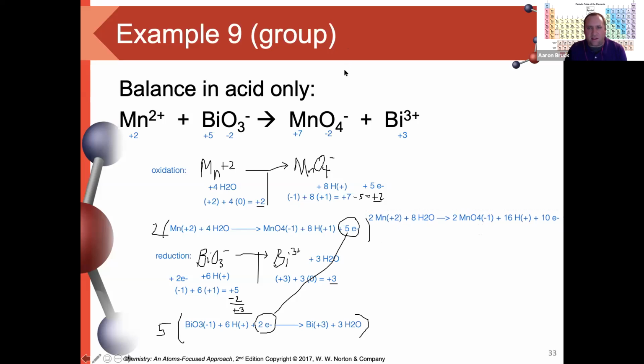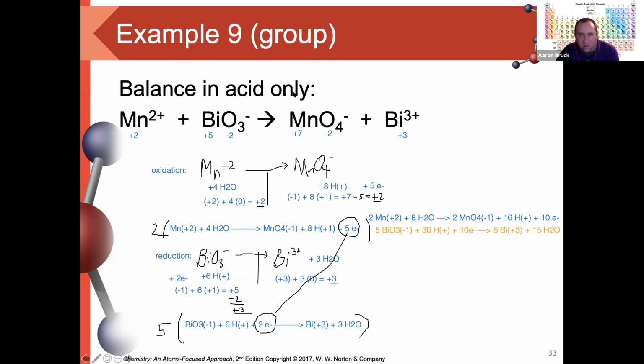And if we add that to our other half reaction, 5 bismuthate ions and 30 hydrogen ions and 10 electrons make 5 bismuth 3 plus ions and 15 waters. Those are our two half reactions.